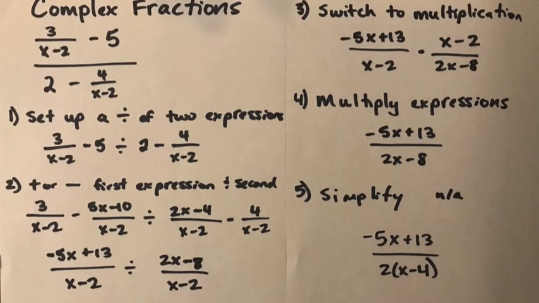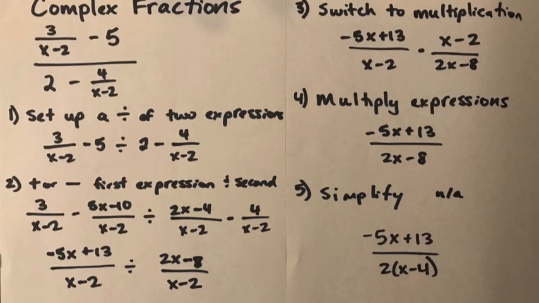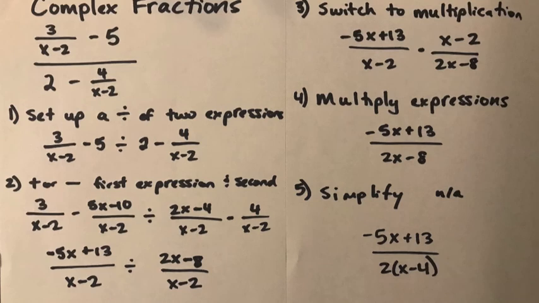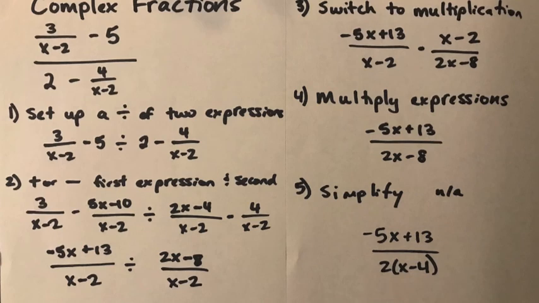So the third step is to now switch it to multiplication. So this second fraction gets flipped. And the fourth step is to multiply the expressions. The nice thing here, the x minus 2's will cancel. So really our expression is just negative 5x plus 13 divided by 2x minus 8. And then the fifth step, again, is simplify if possible. This could be a great final answer. You could technically factor out a 2 from the denominator, but since the terms in the numerator aren't both divisible by 2, it's really irrelevant because we can't divide either of them by 2.